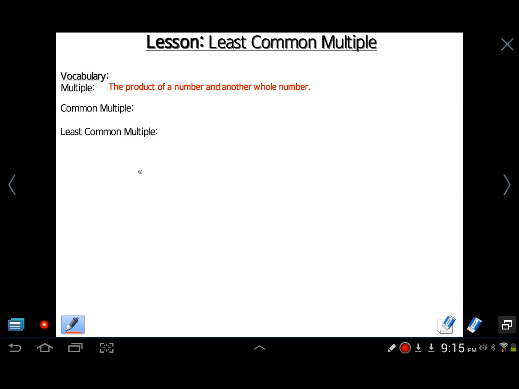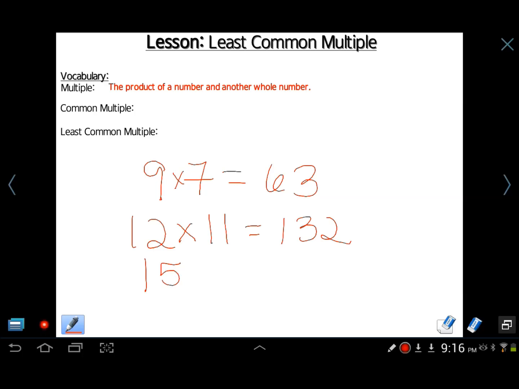A multiple of 9, for instance, 9 times 7. 63 is a multiple of 9. A multiple of 12 could be anything. There's an infinite number of multiples of 12. 12 times 11 is 132. The fourth multiple of 15 is 60, 15 times 4. So as you can see, these are multiples right here.